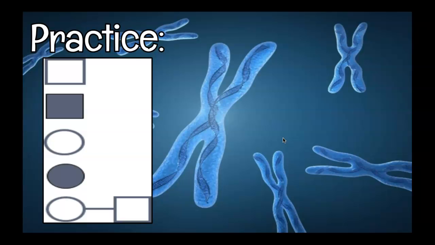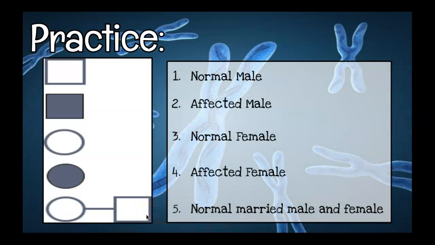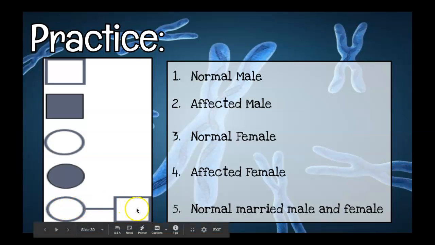Now, practicing on your own. This square that's open should be an unaffected male, and the shaded in square is an affected male. They have the trait. The non-shaded in circle means that they don't have the trait, they are unaffected, and it's a female. And then this circle that's shaded in is an affected female, meaning they have the trait. This shows the marriage between female and male. Okay, and because these two down here are not shaded, they are normal. They don't have the trait.